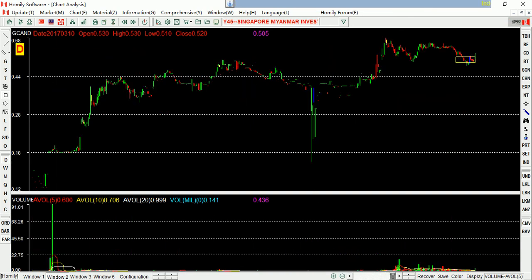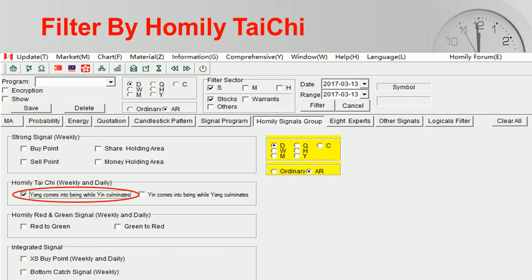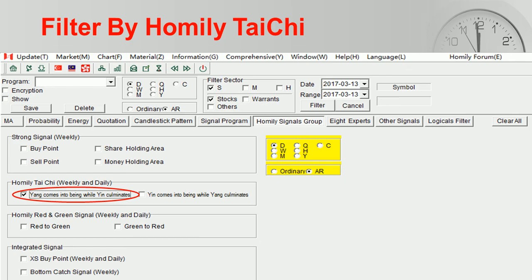So you can use this method to find some stocks where the blue candlestick appears, but whether you can buy or not, I already taught you. Okay. So you can judge whether you can buy or not according to the next candlestick. Okay, so it is very important for us to understand this one. So this is the homely TaiChi. This situation no need to care. Okay, but this one is filtered by the homely TaiChi signal. Only one condition. Okay, so this is today's course.